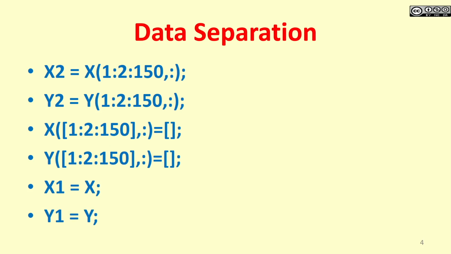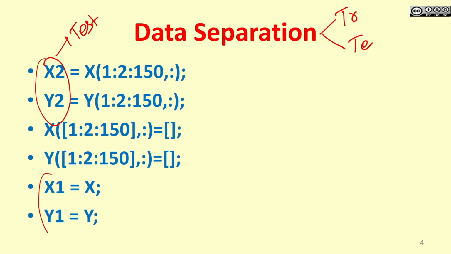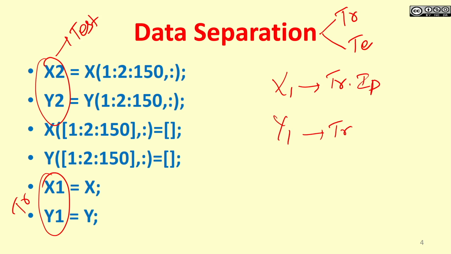Now, the data separation has to take place. What is data separation? Separation of the data into training and testing. For our convenience, I named the variables x2 and y2, which signify the testing variables, and x1 and y1, which signify the training variables. That means x1 is meant for, see, in general what is x? X is meant for input, right. If it is x1, then it is the training input. If it is y1, y is meant for output, right, that is the training output.